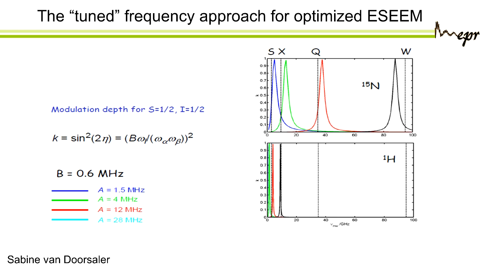Now, you see for the protons, because it has such a high omega I, you just go up to X band. Above X band, it's very hard to see proton. Deuterium, it's also possible to see it at W band.